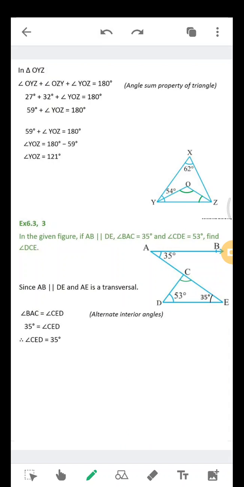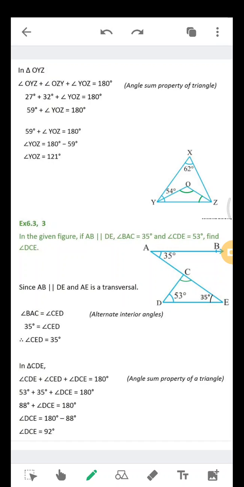We found this angle by the alternate angles property, which we cannot write directly, we'll write it step by step. So BAC is equal to CED. I can say angle BAC is equal to CED because alternate angles are equal whenever two lines are parallel. We discussed this in the introduction part. So CED will also be equal to 35. Next, I'll use angle sum property for this triangle DEC or CDE, you can name it in any way.